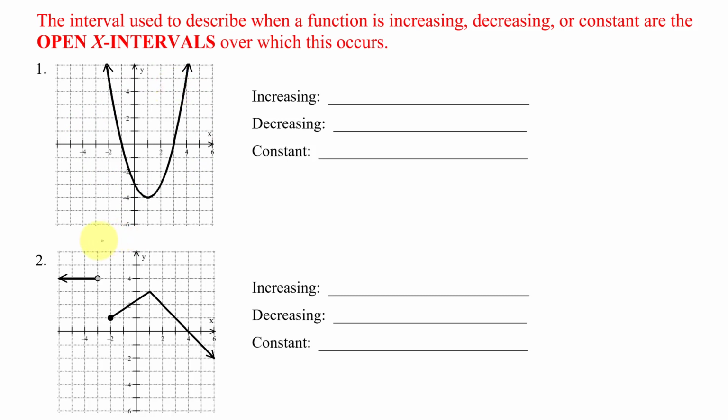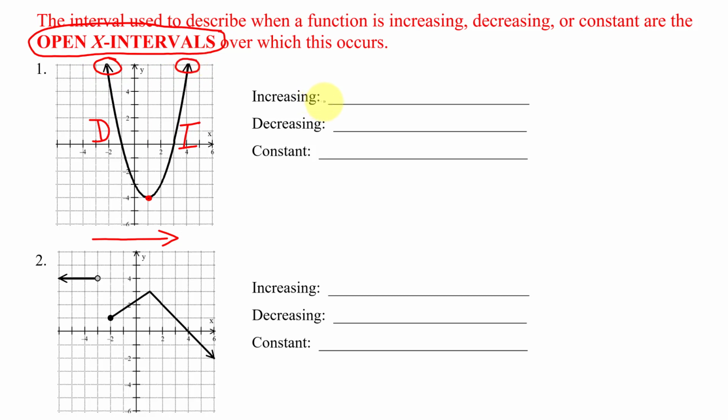Here's our first example, and remember we always read a graph going from left to right. So as I come in from the left, in this section of the graph, it is falling and the y values are getting smaller, so it is decreasing until it reaches this point here, and then it starts rising and the y values start increasing, so this section is increasing. Now remember, when we describe the intervals, we have to use open x intervals. And please pay attention to the ends of the graph, whether it has points or arrows.